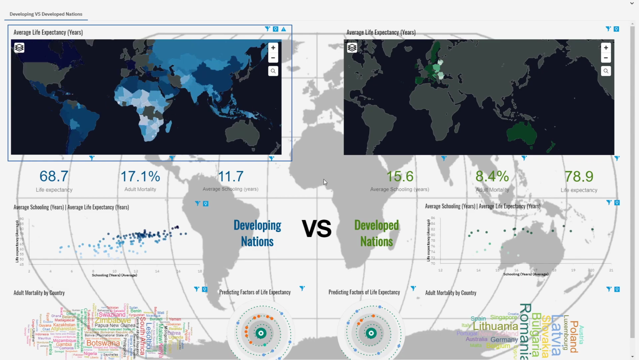Now, if we go down, I decided to throw in some key indicators just to show you the numbers straight away for the three main metrics I was interested in. So life expectancy, as we talked about, and this is the average between all developing nations. So this is 68.7 years, you can see. And of course, you can filter however you'd like.